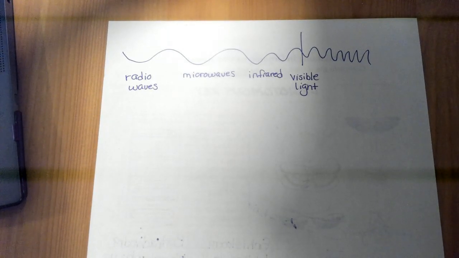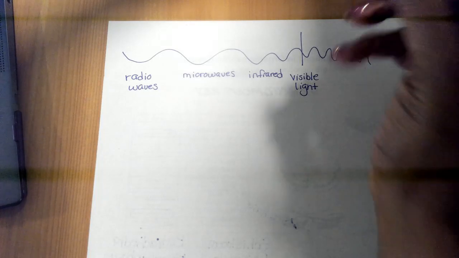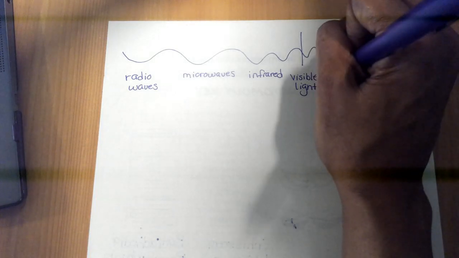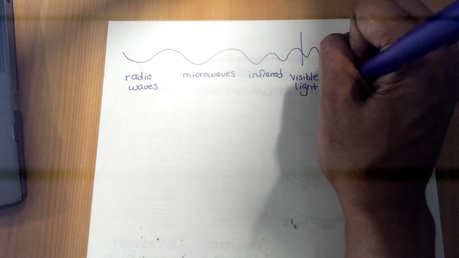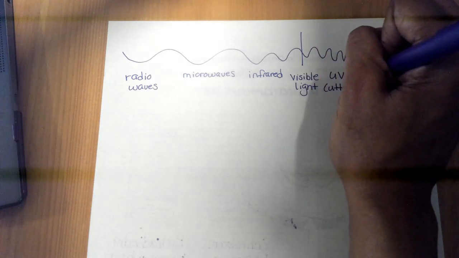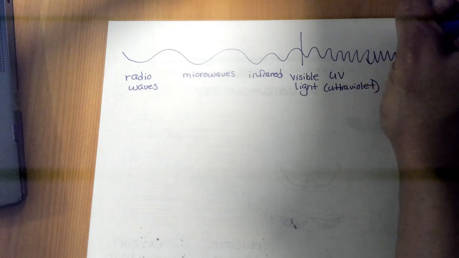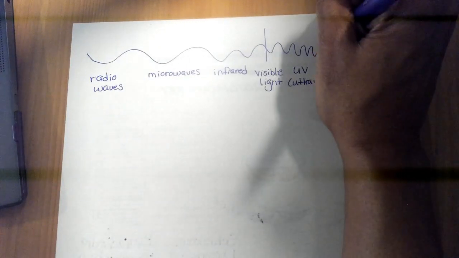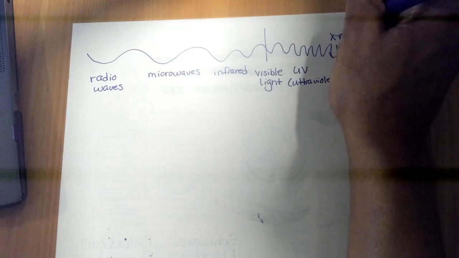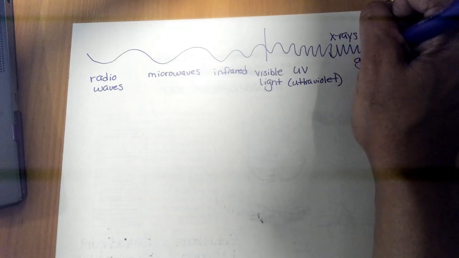And remember, visible light is the only part of the electromagnetic spectrum that we can see. Okay? We cannot see radio waves, we cannot see microwaves, gamma, etc. We can only see visible light. Okay? And then we had UV, or ultraviolet. And then we had X-rays and gamma rays.